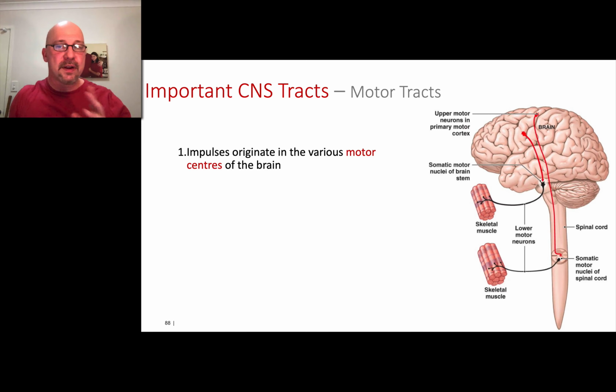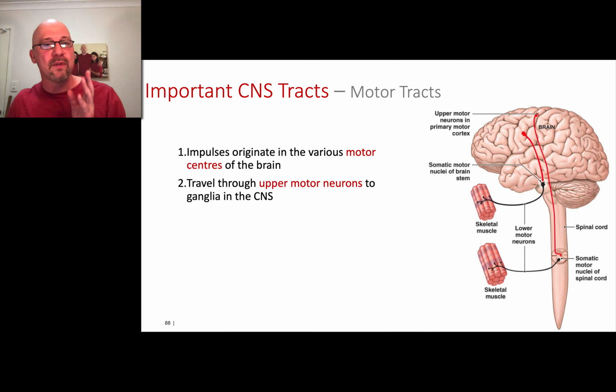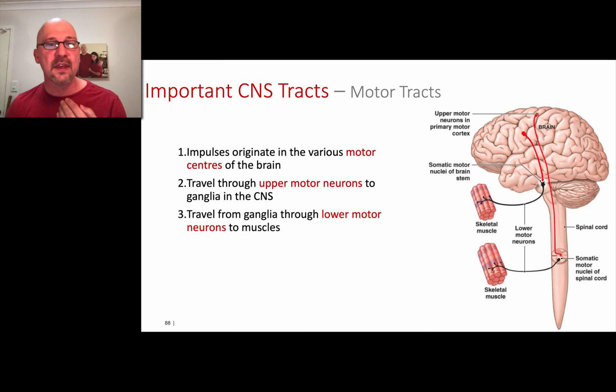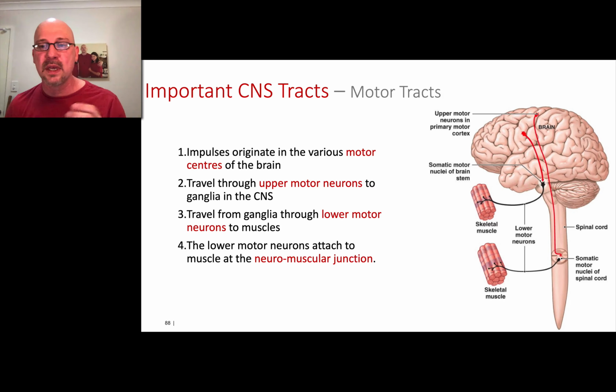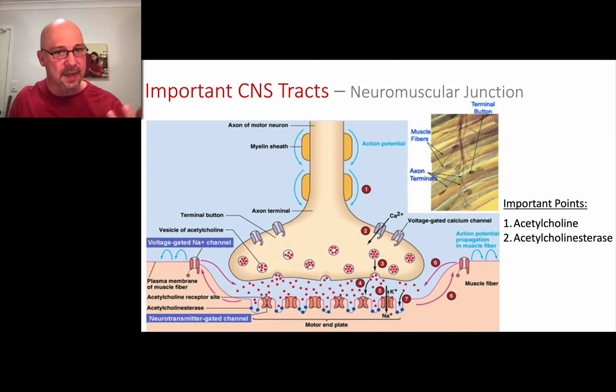So there are various motor centers in the brain. They travel through the upper motor neurons, the first ones marked in red there, to ganglia, which are junctions where one neuron meets the other, and then they travel from that ganglia down through the lower motor neurons to the muscles. And those lower motor neurons attach onto the muscles at the neuromuscular junction. Again, really obvious, right?